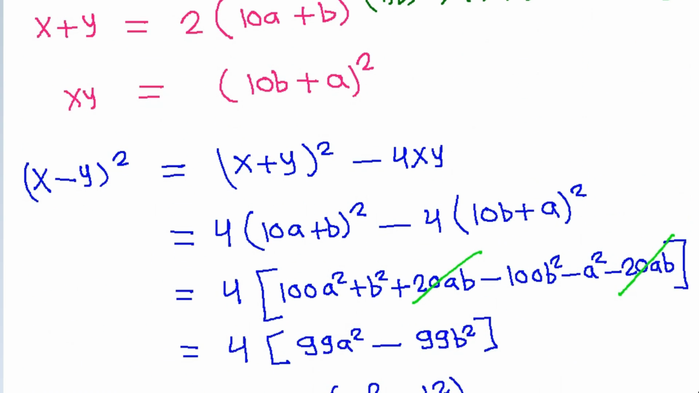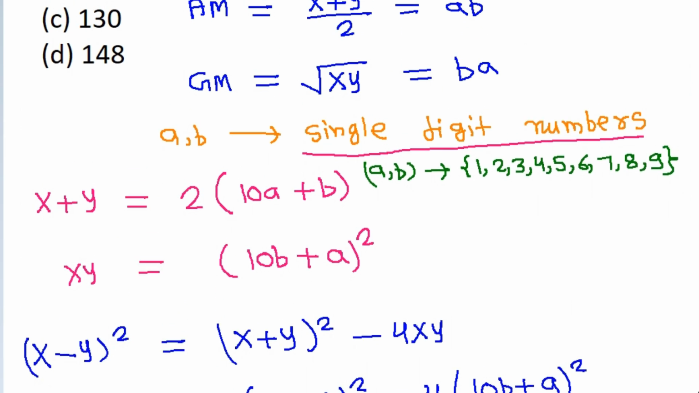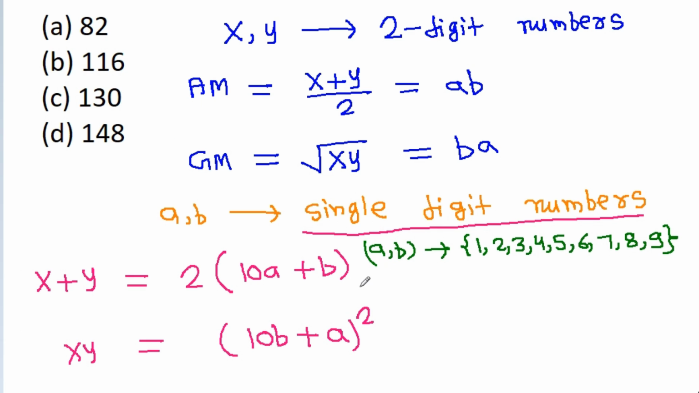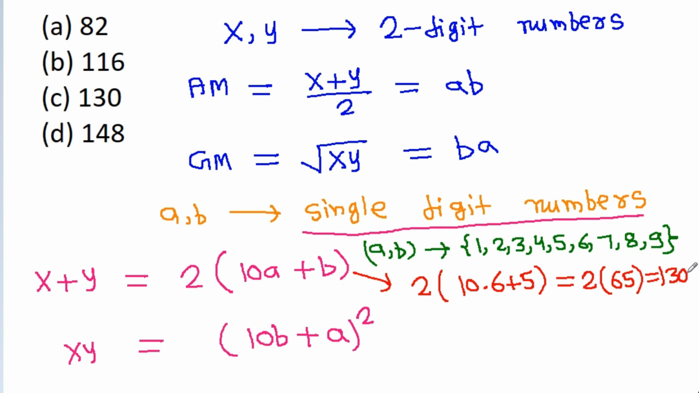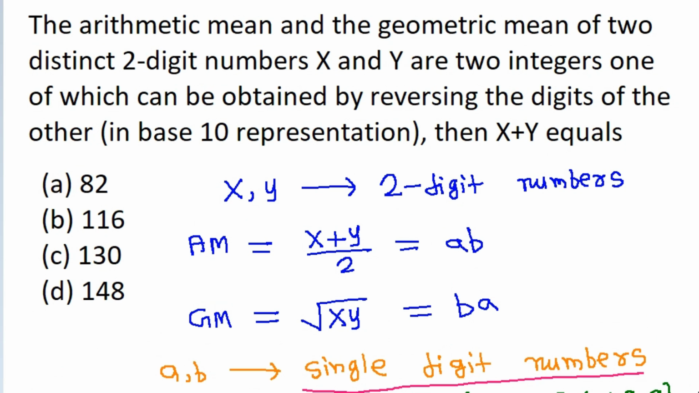So we can get x plus y is equal to 2 times (10 into 6 plus 5), and it is 2 into (60 plus 5, which is 65), and it is equal to 130. So x plus y is equal to 130, option C.